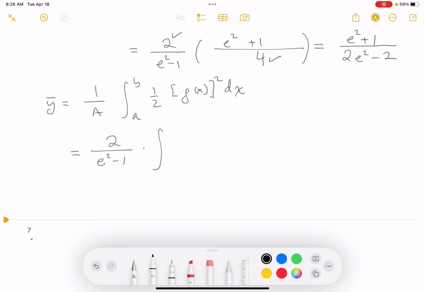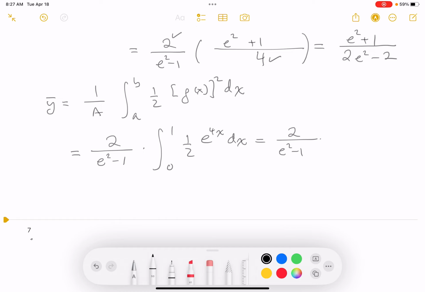I kind of remember the a and b. It's 0 to 1. 1/2. I kind of remember the function. It's e to the 2x. When I square that, I get e to the 4x. And then you get dx over here. Can I do that integration? I think so. You can get 2 over e squared minus 1.